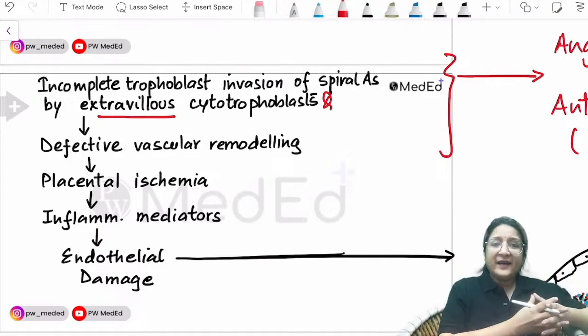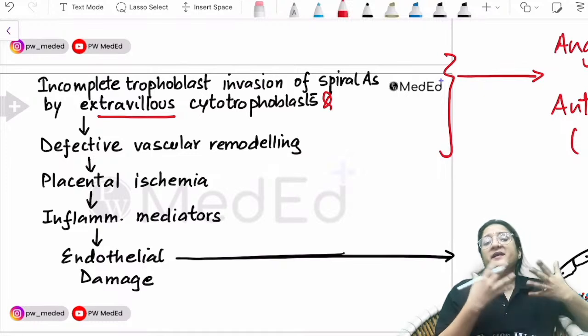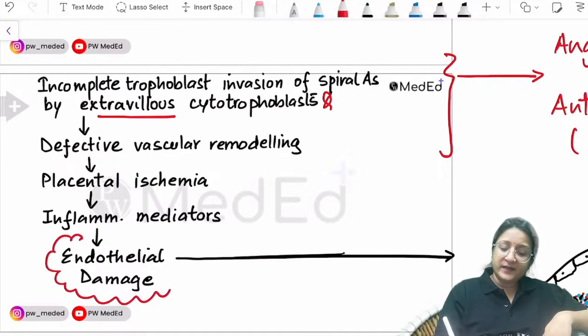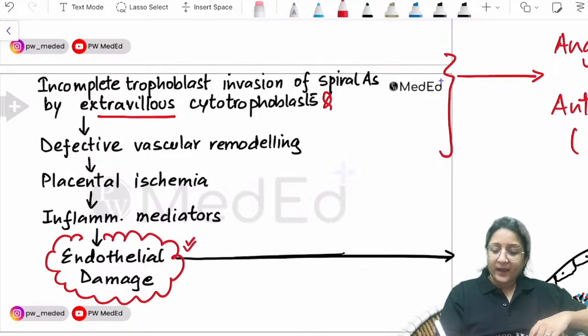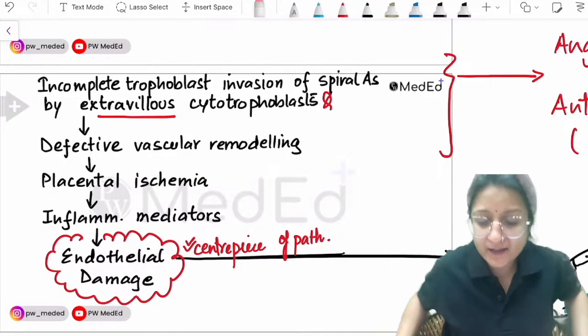So in effect, what happens is that there is placental ischemia, and wherever there is ischemia, inflammatory mediators are released, and these inflammatory mediators cause endothelial damage. And this is the centerpiece of the pathology. Endothelial damage is the centerpiece of the entire pathology. Okay, keep that in mind.